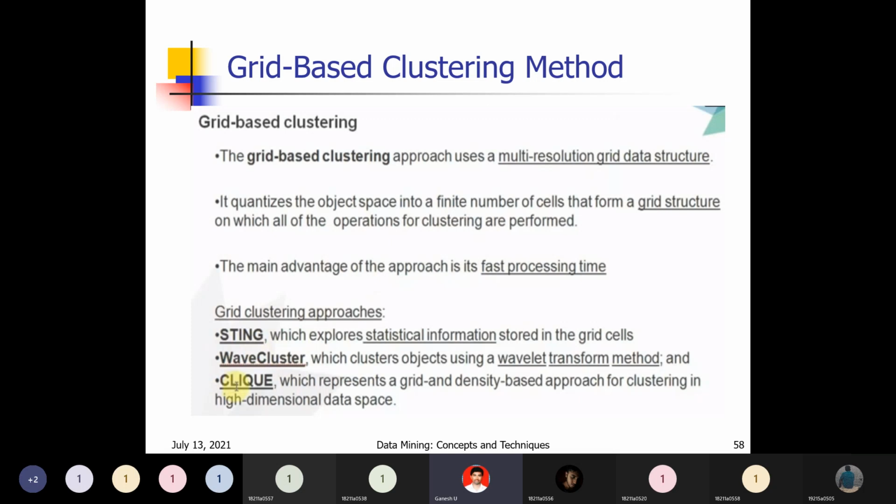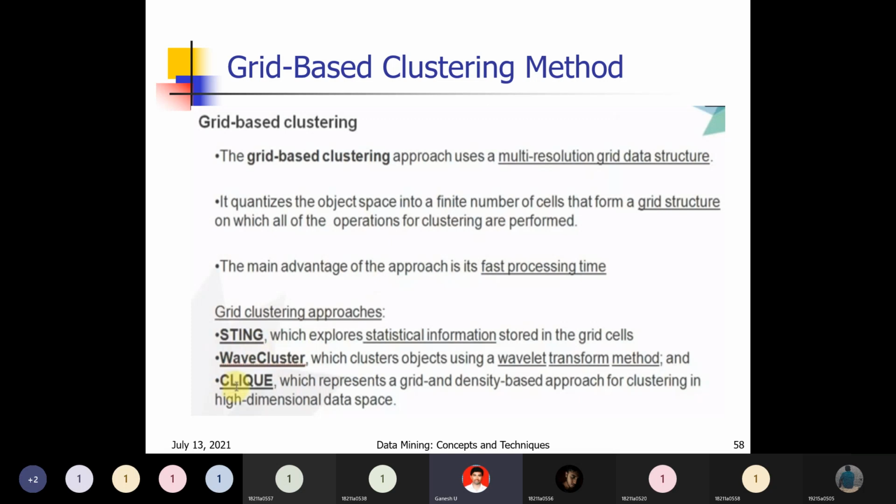The main advantage of this approach is its fast processing time. The advantage of the grid based method is that you can take the data at the required level. At the top level, you can get the combined cluster, the combined data set. While going to lower levels, you will get divided clusters, small subsets. So that is the advantage of this approach: fast processing time, the processing will be done quickly.